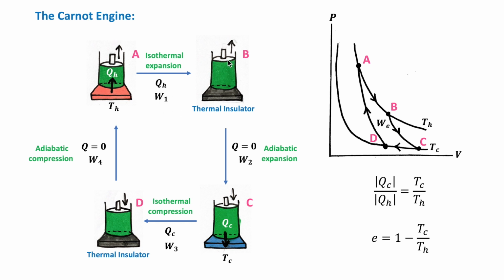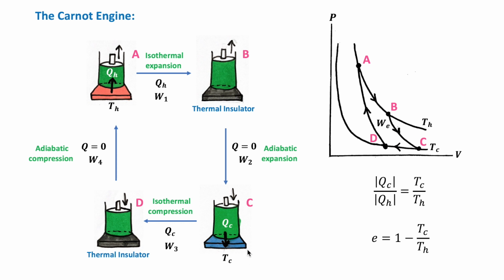When it reaches state B, the base is replaced by a thermally non-conducting material, and the gas then expands adiabatically from state B to C. As it expands adiabatically, its temperature drops from TH to TC, and the gas does an amount of work W2 on the piston. In an adiabatic process, Q is equal to 0.